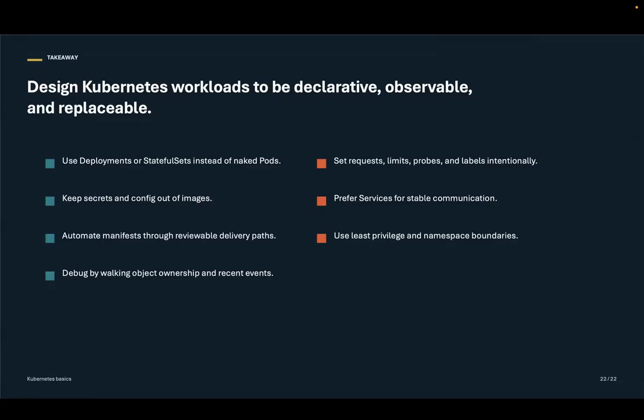Kubernetes at a high level is a reconciliation system. You declare the desired state. Kubernetes keeps working in the background to make sure the real system matches. Everything else, like the pods, services, deployments, probes, autoscaling, security, and delivery, all fits into this mental model.